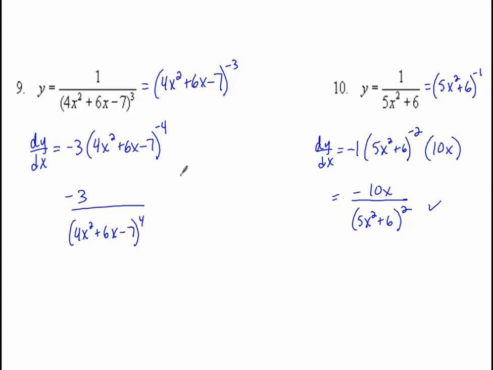Now wait just a minute there, lady. What about the inner function? What about the chocolate? Don't skip the best part. So here's our inner function. We need the derivative of that. Back to number 9 is where I'm looking. The derivative of the chocolate, 8x plus 6. So let's go ahead and put that here, 8x plus 6. Now we can say we've done it. Can't forget about that chocolate.